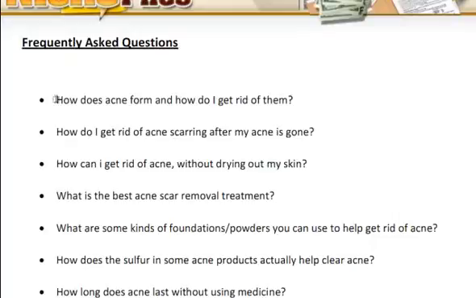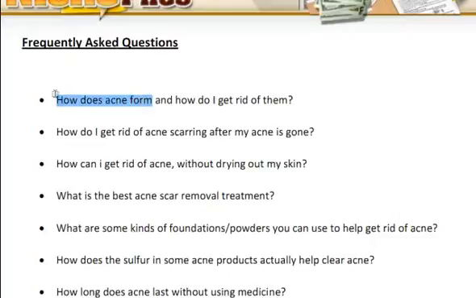The first question that you see over here is, how does acne form and how do I get rid of them? Obviously from this you know that people are interested to find out how acne forms. So in the first chapter of your ebook, perhaps the title could simply be how does acne form? Or the title could be what must you do to prevent acne from forming? You know that this is something that your target audience is asking.